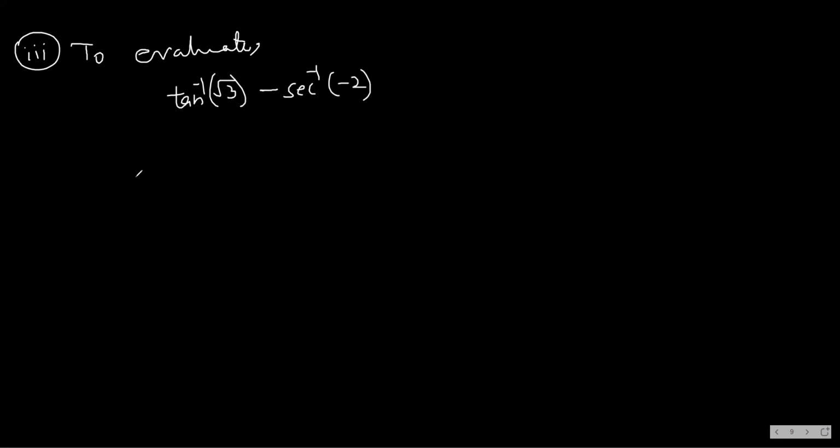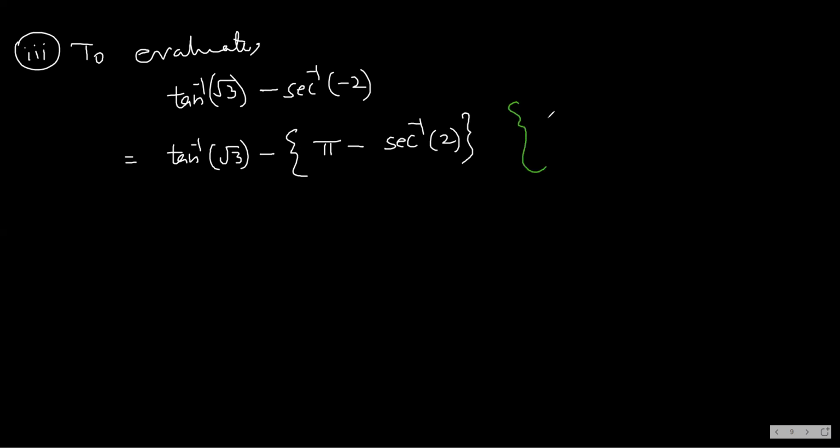The very next step, I write tan inverse of root 3 and sec inverse of minus 2. As I told you, if I have a negative number here, I would first try to write it as a positive number. So the next is minus, and then I write pi minus sec inverse of 2. How? Because we know that sec inverse of minus x is pi minus sec inverse x. Okay, so I write this.